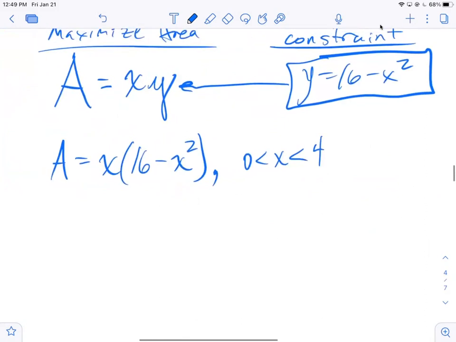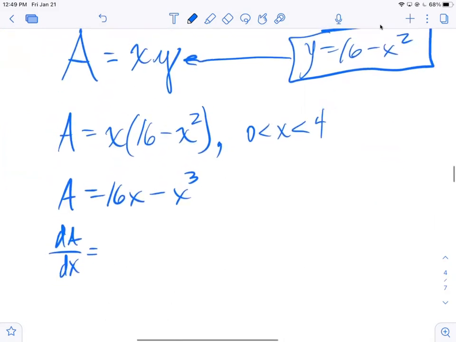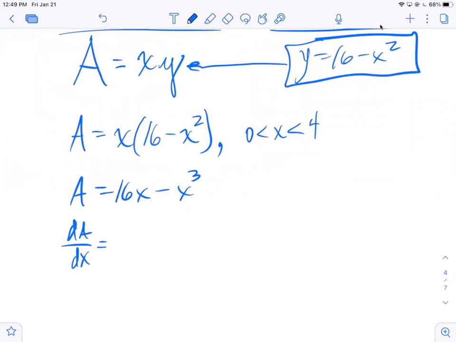So anyway, from 0 to 4, there's our relevant domain. We need the derivative. Do you want to use the product rule, or distribute first? Yeah, I'll distribute for sure: 16x minus x cubed. Now we get the derivative of A with respect to x, or A prime of x, whatever tickles your fancy. So here we go: 16 minus 3x squared. Nice. Is it ever undefined? No. Is it ever 0? Maybe. Let's set it equal to 0. That earns a check.